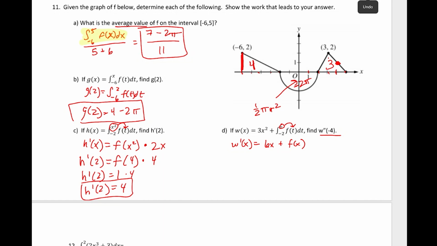Jeez, it's kind of hard to say. W double prime. Sounds like a wrestling organization.